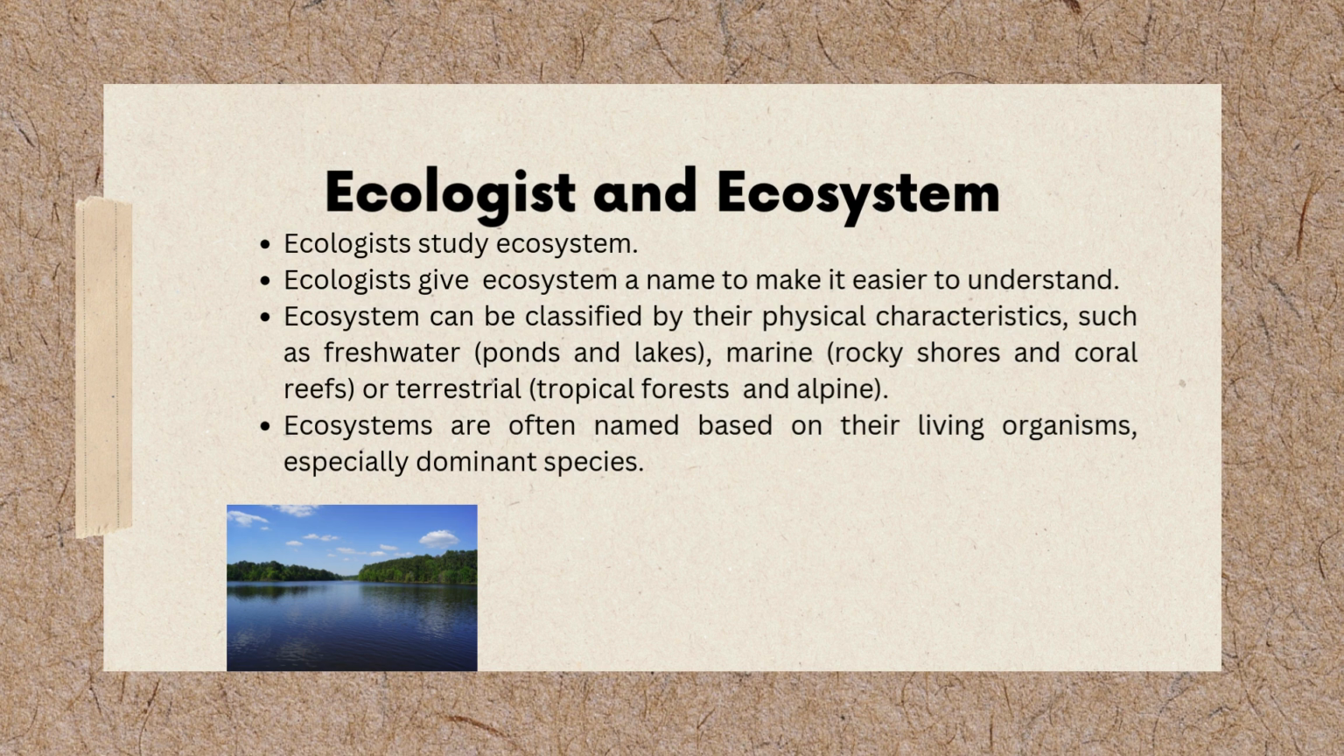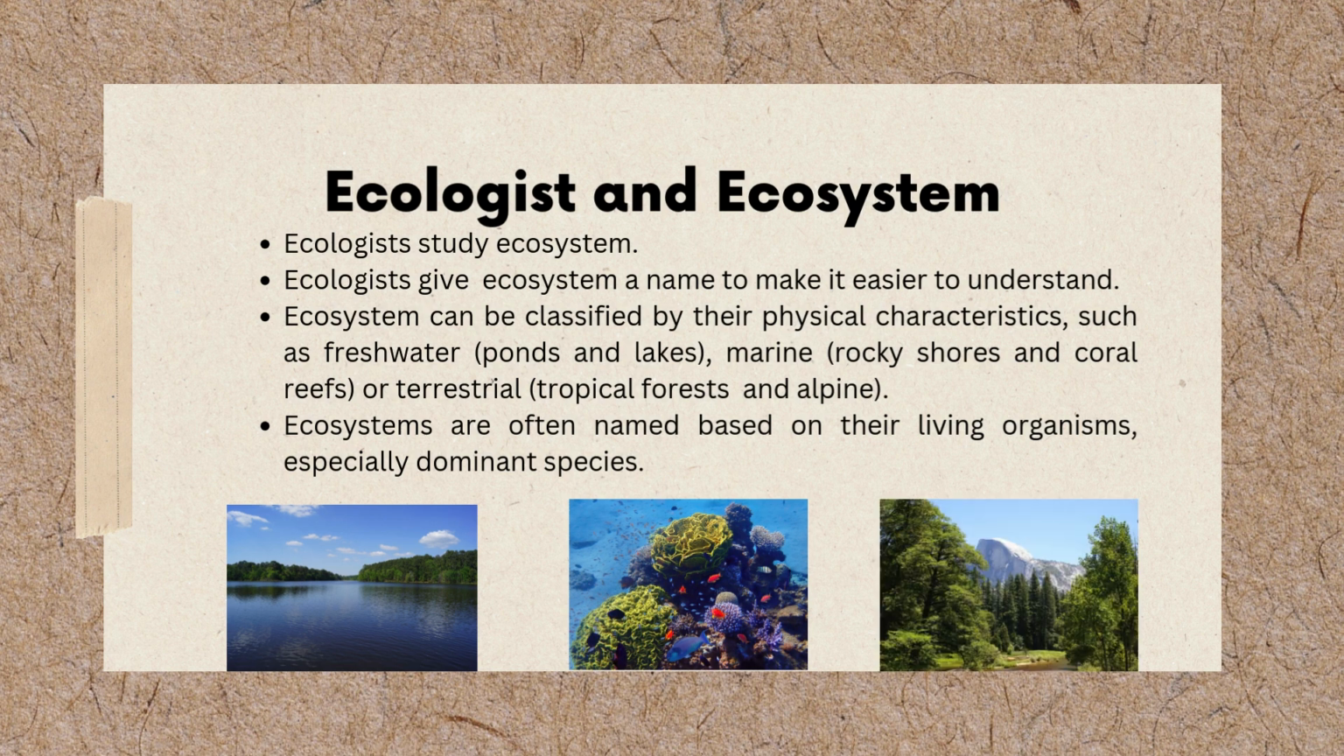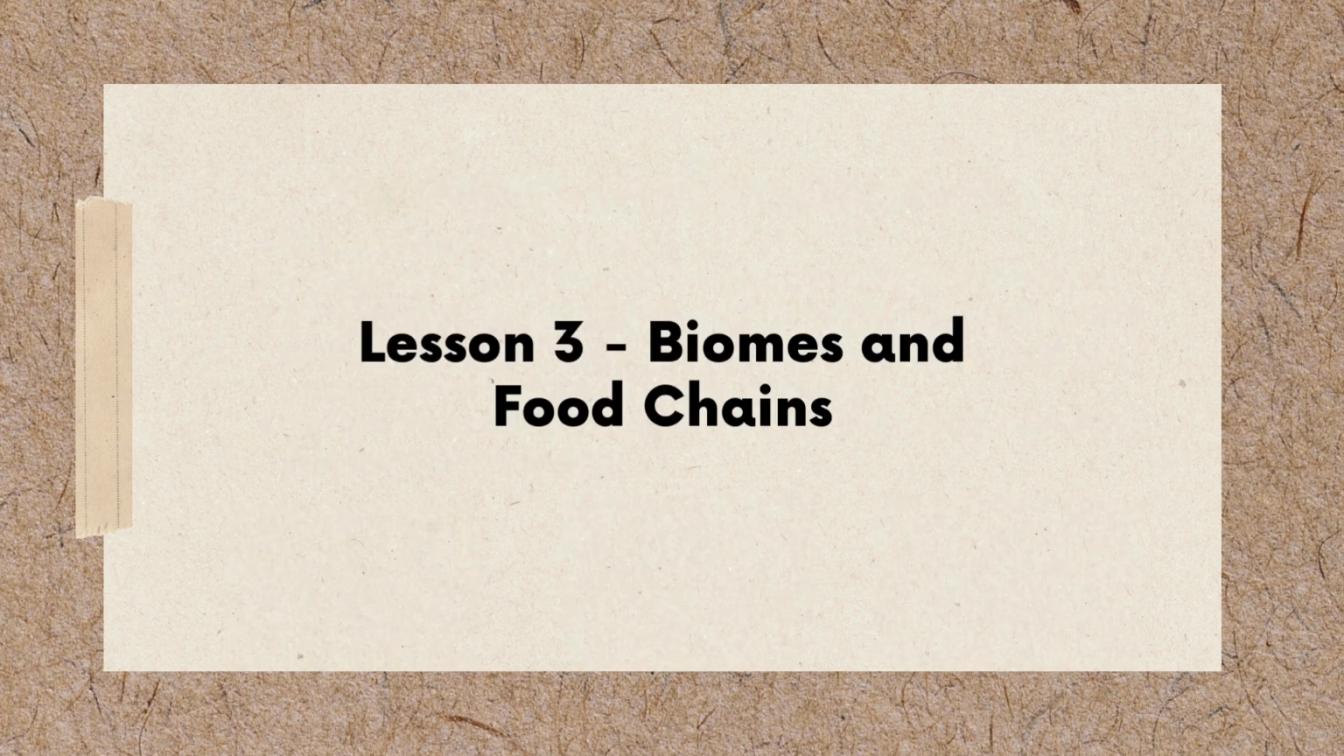For instance, freshwater ecosystems can include ponds and lakes, marine ecosystems might be rocky shores or coral reefs, and terrestrial ecosystems can range from tropical forests to alpine areas. Often, ecosystems are named based on their living organisms, particularly the dominant species, which is the most noticeable or abundant in that community. Lesson 3, Biomes and Food Chains.